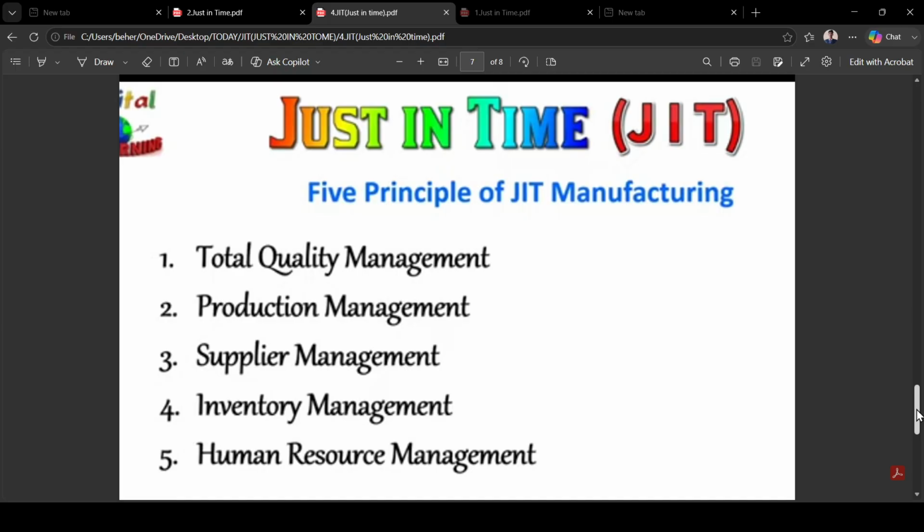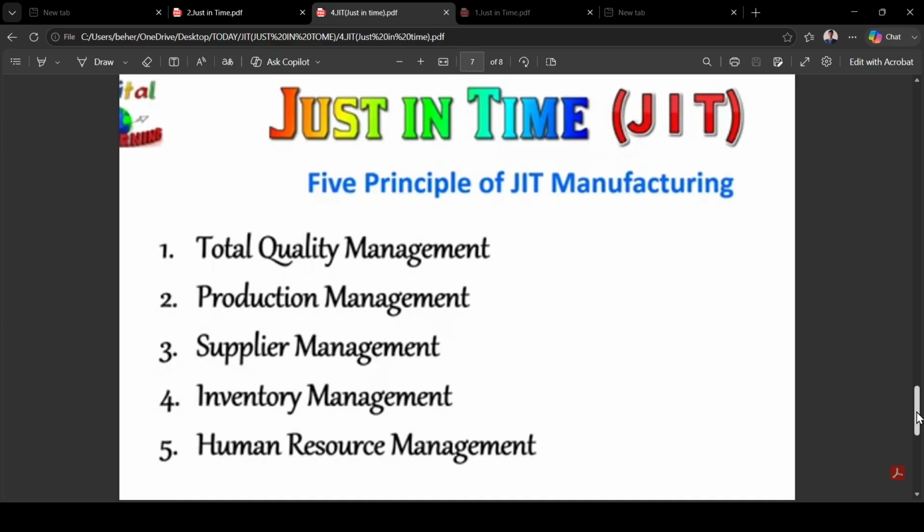Just in time. So the five principles of JIT manufacturing. First one is total quality management, then production management, supplier management, inventory management, and human resource management.